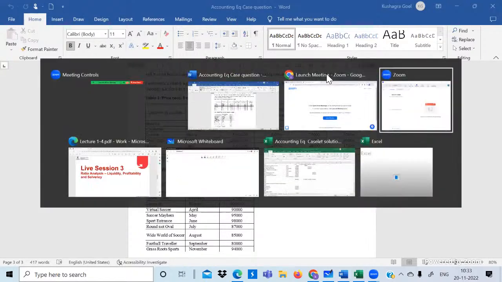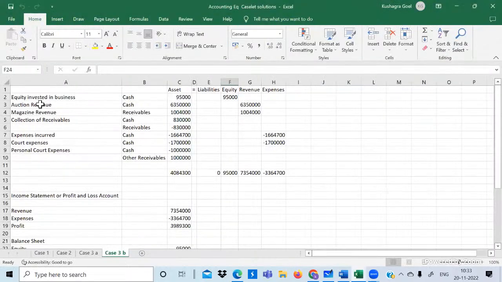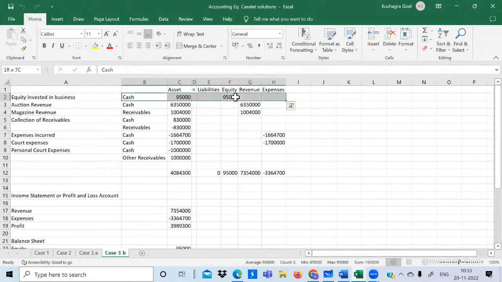So again, if I go to my solution, this is the equity which is invested in the business, that is 95,000. From the company's point of view, the cash will come in. So I'll say cash is an asset which is coming in, so I'll write it under the asset column, and I'll say 95,000 worth of cash has come in. At the same time, the company is liable to pay the money back to the shareholders. So under equity, you'll write 95,000. Any question on the first transaction, where the money is getting invested in the business?